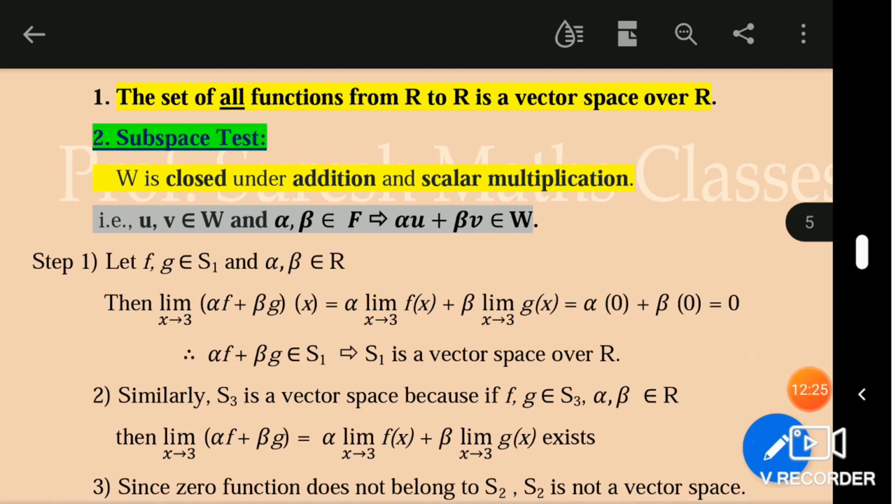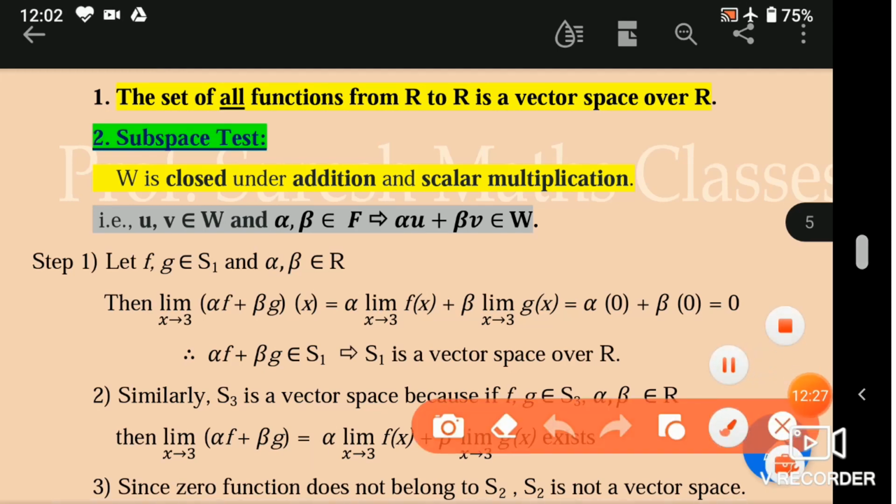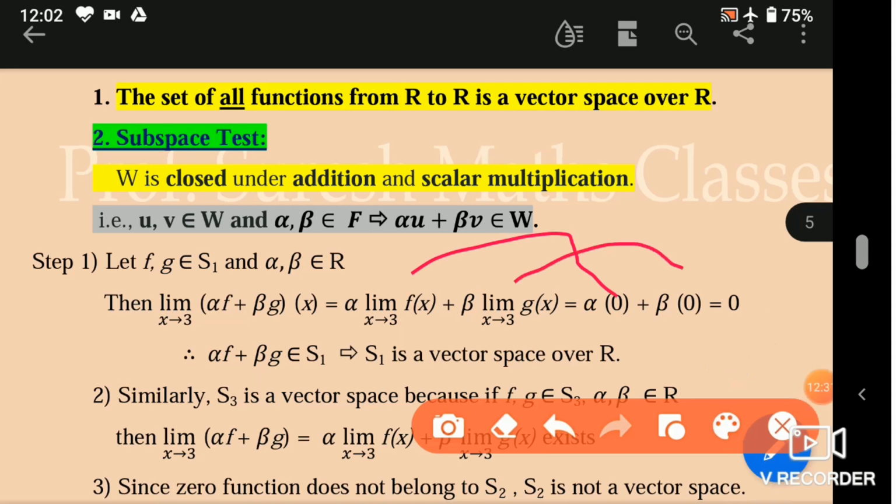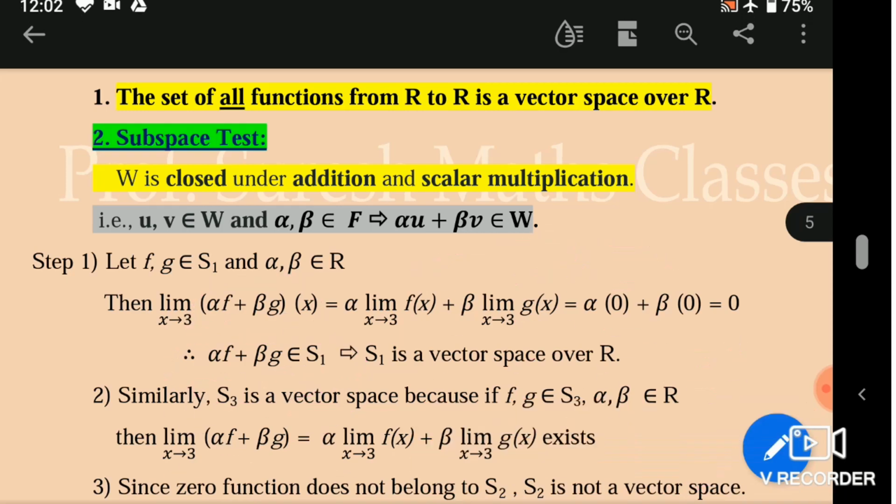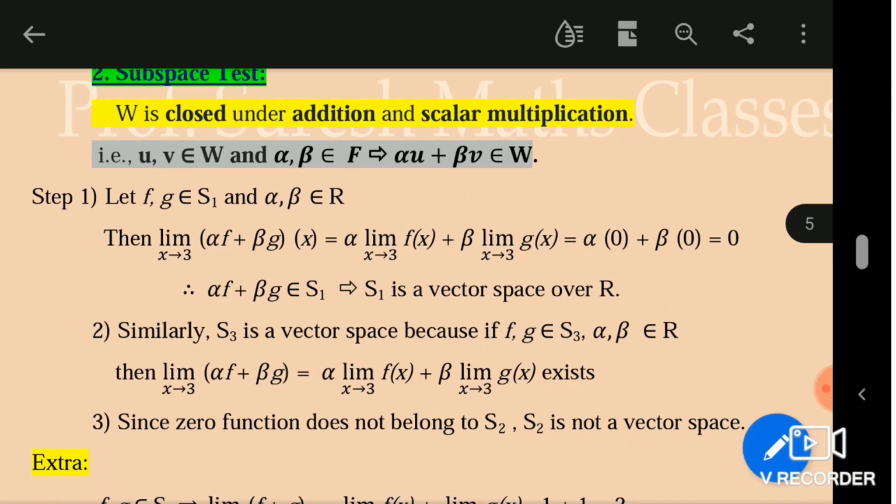So this must be 0 and this must be 0. So we get 0. So when we take the function alpha f plus beta g, the limit as x tends to 3 becomes 0. So this function belongs to the set S1. So S1 is a vector space. Second one I already told. Actually S2 is not a vector space because the 0 vector is not in this set.